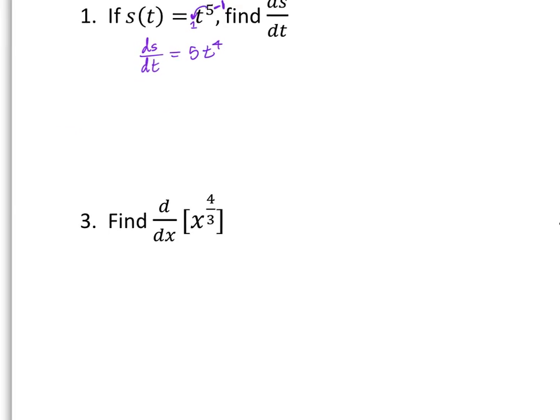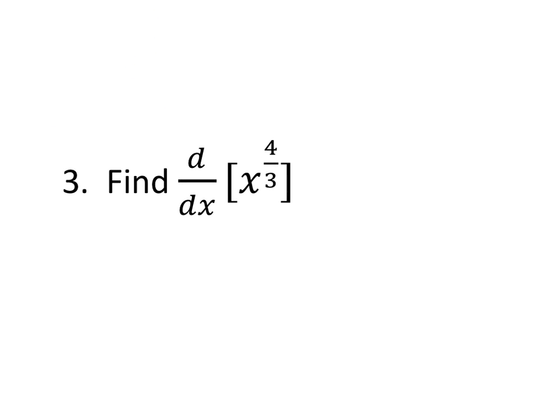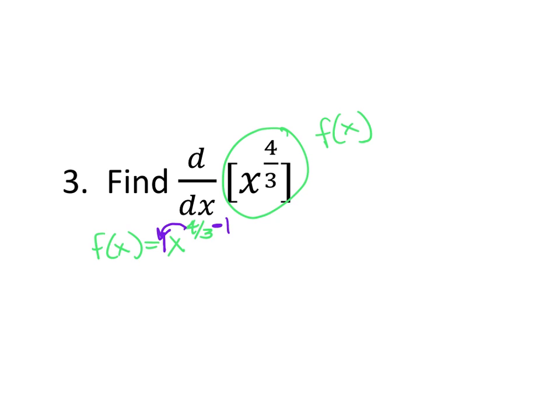Let's go ahead and do number 3. If you recall this notation, this basically was saying that that part is your function. So we could write this as our function, x to the 4/3. What is it asking us to do? Remember, we're going to have a 1 there. We are multiplying the power by the coefficient, and then we're subtracting 1.